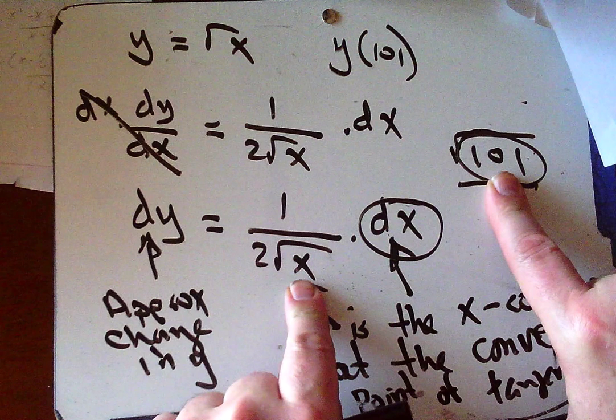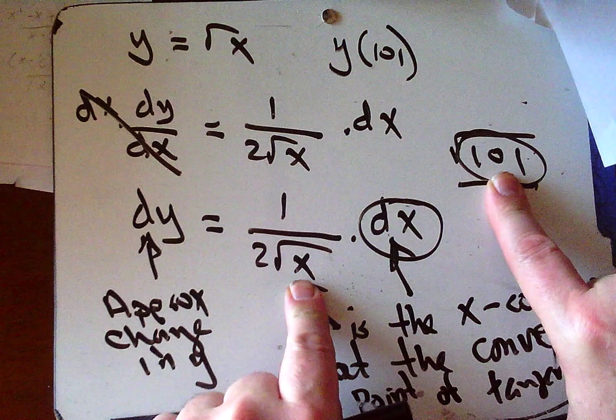Remember again, we went from 100, the point of tangency, over to 101 because we wanted to know what the square root of 101 was. So I'm plugging in that 100, and I'm plugging in that 1. So what do I get here? Well, I get that dy equals 1 over square root of 100 is 10 times 2 is 20 times 1, or 1 over 20, or 0.05. And so, yeah, that was the approximation that I got by using the tangent line, wasn't it?